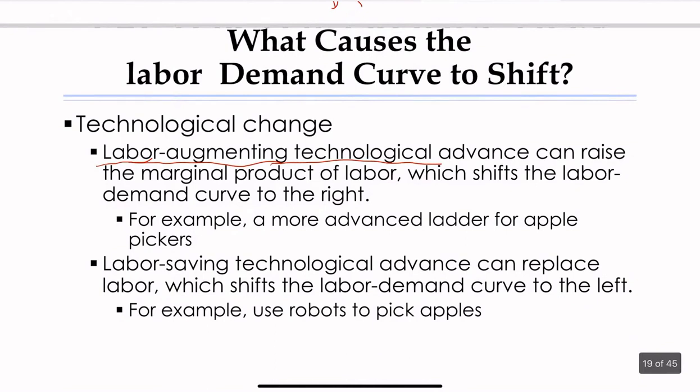So in the apple picker example, you can imagine there's some sort of automatic artificial intelligence powered ladder, right? With this very advanced ladder, this apple picker can be quite effective or more effective. So this will increase their marginal product. Okay.